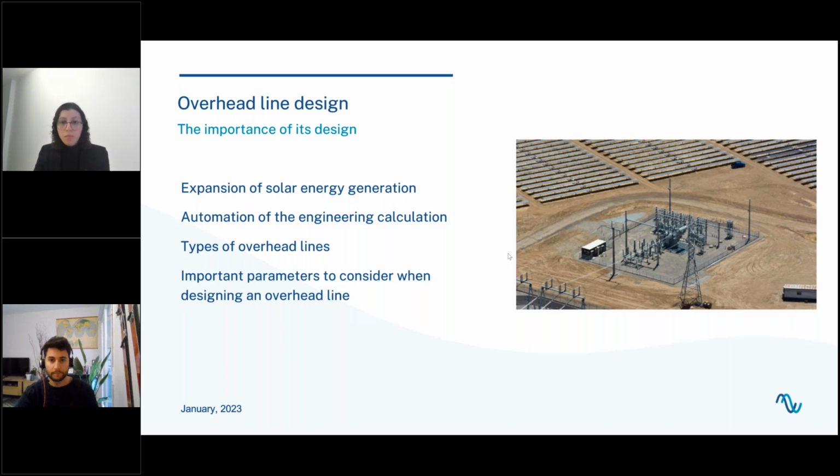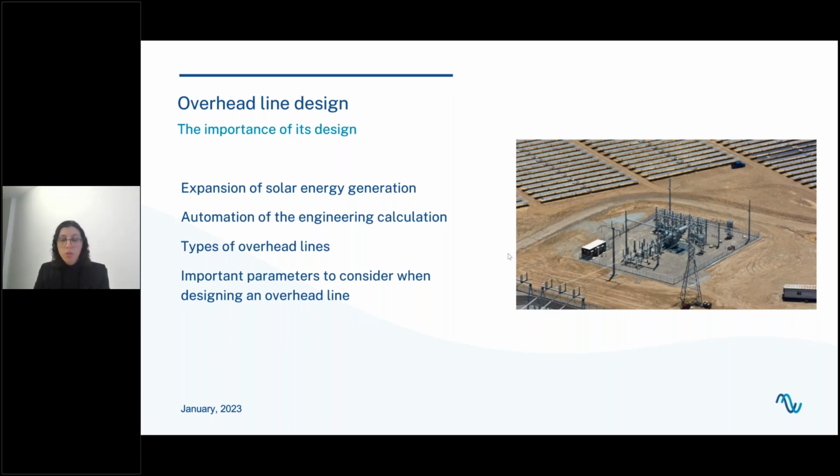And this sometimes leaves developers the responsibility to give a rough or basic design of this infrastructure, of the transmission lines, in order to complete their preliminary design. And these were the reasons why we decided to automate, or help with the automation of, this basic engineering, to allow the user to quickly have a rough or basic engineering design for these infrastructures.